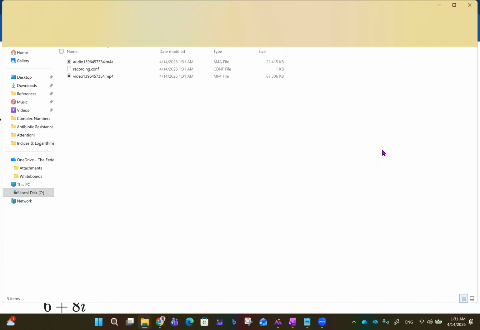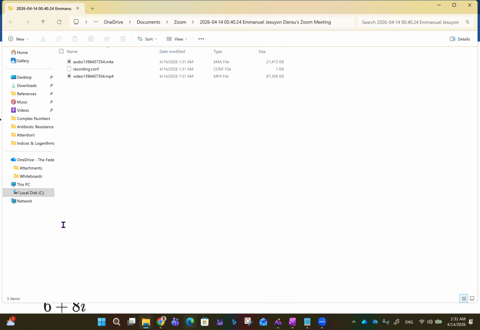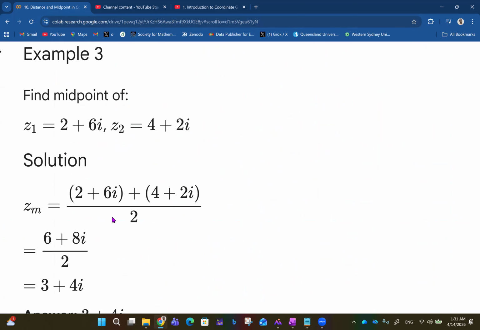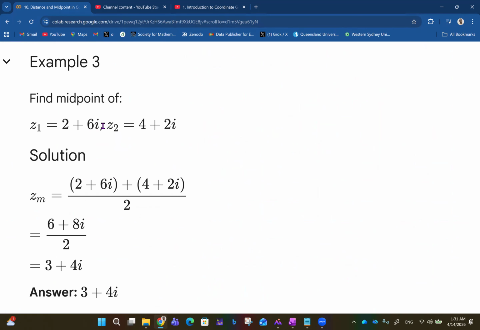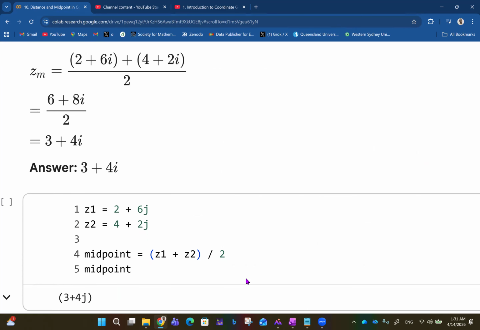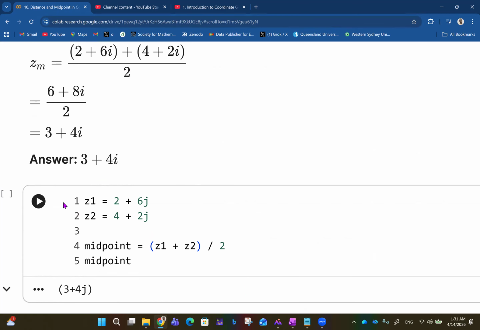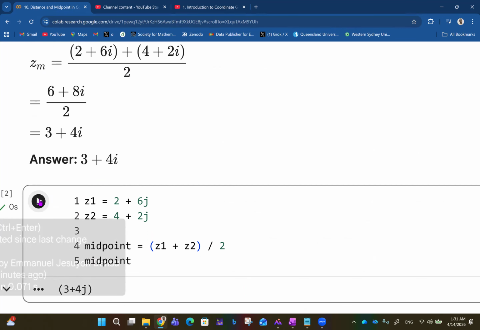So for example 3, we want to find the midpoint of Z1 equals 2 plus 6i and Z2 equals 4 plus 2i. The solution: 2 plus 6i plus 4 plus 2i, all over 2. 2 plus 4 is 6, 6 plus 2 is 8. So 6 over 2 is 3, and 8 over 2 is 4. So the answer is 3 plus 4i. The midpoint is 3 plus 4i. Here, if we use j, that's what we have there.